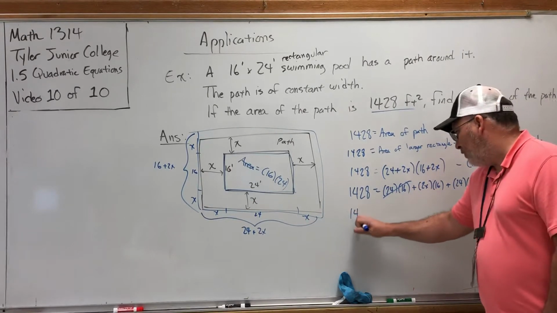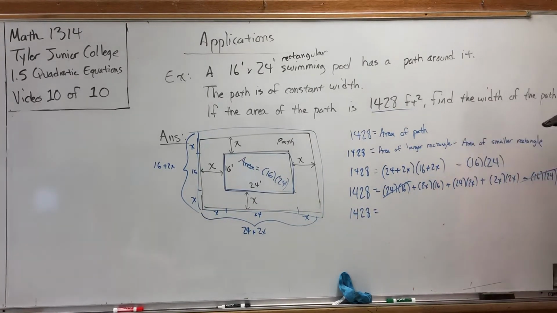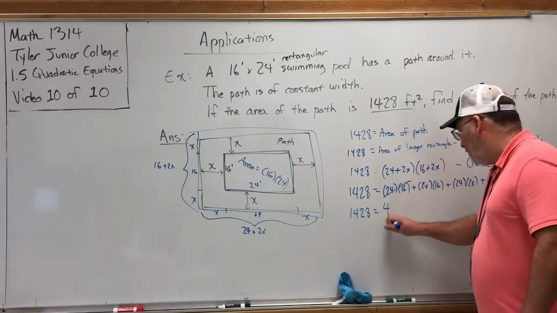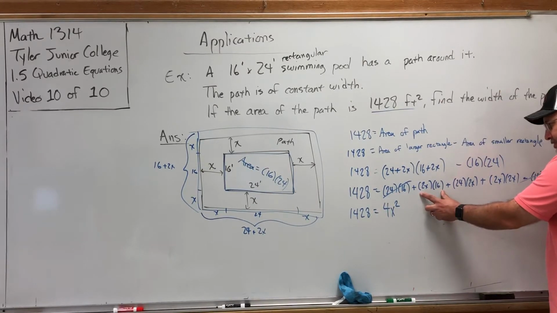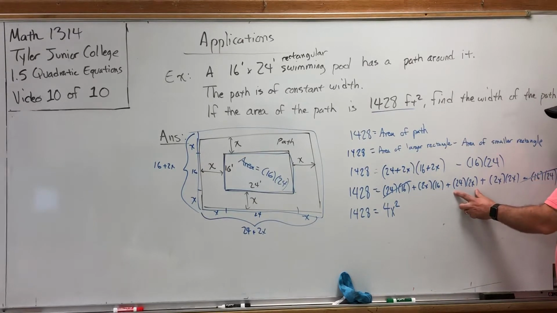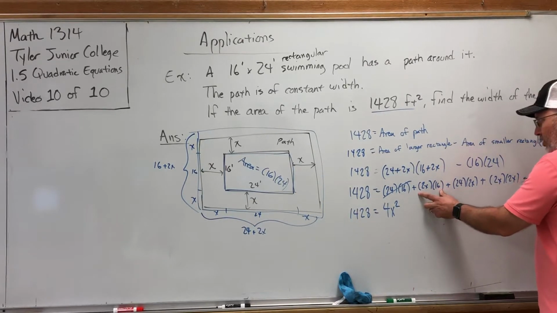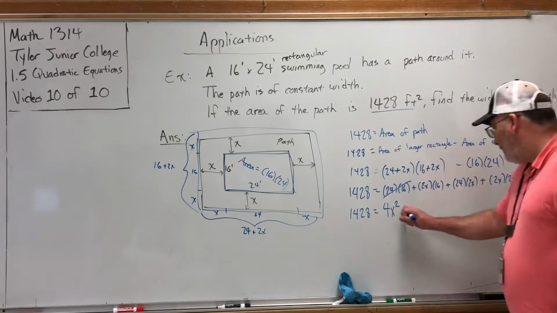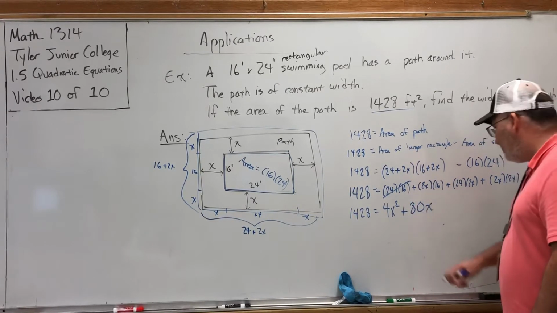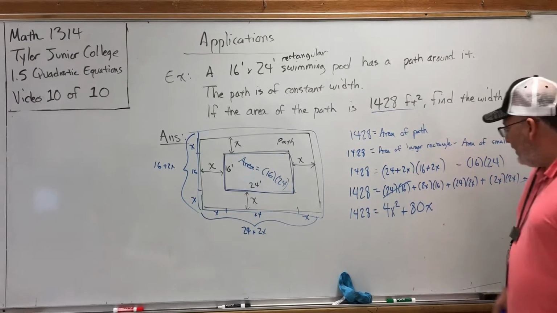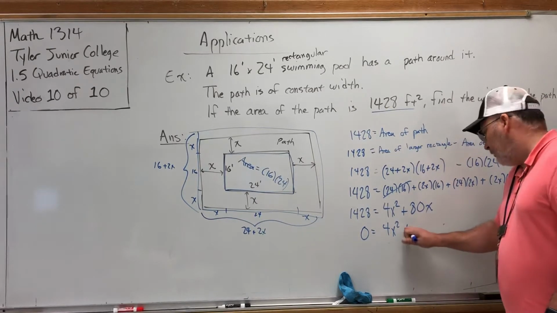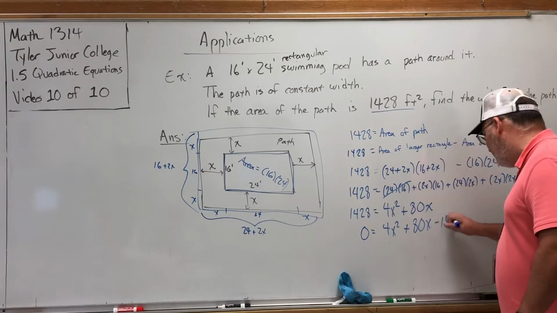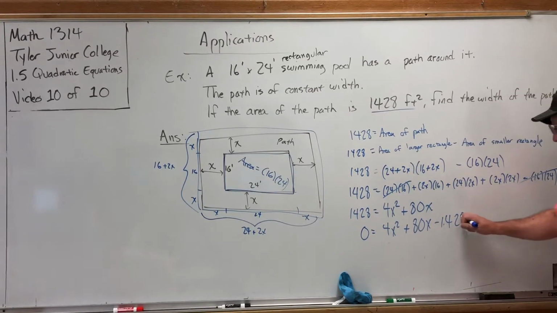So we have 1,428 is equal to, let's go find the x squareds. Here they are. 2x times 2x is 4x squared. And for our x terms, this is 32x, 2 times 16. This is 48x, so 32 plus 48 is 80. This is starting to look more like a quadratic equation. If we move the 1,428 to the right side, we get 0 equals 4x squared plus 80x minus 1,428. And now we have something we can start solving.